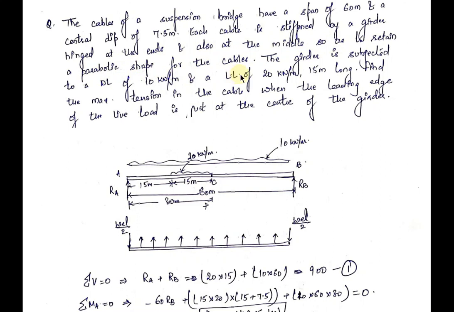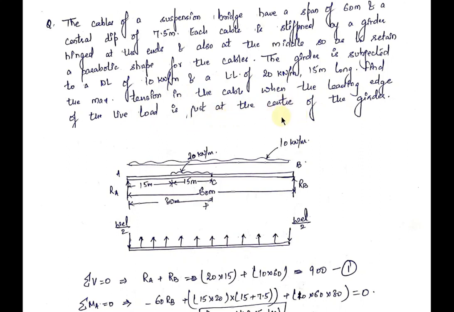The girder is subjected to a dead load of 10 kilonewton per meter and a live load of 20 kilonewton per meter, 15 meters long. Find the maximum tension in the cable when the leading edge of the live load is just at the center of the girder.